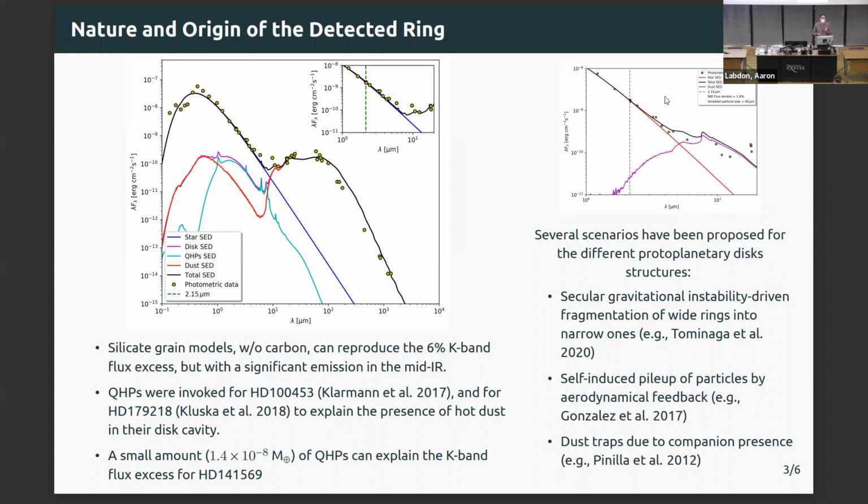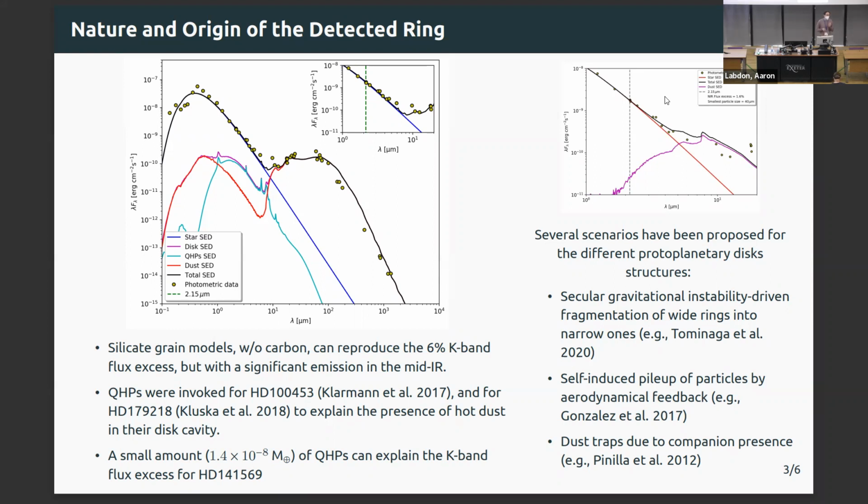So we tried to look for other solutions, and we noted that in the literature, for two other young stellar objects, quantum heated particles were invoked to explain the presence of hot dust in their disk cavity. So we tried a quantum heated particles disk model, and we found that a small amount of such particles can reproduce the faint K-band flux excess without a significant contribution to the mid-infrared emission.